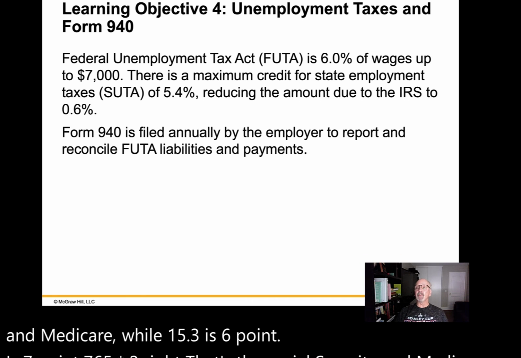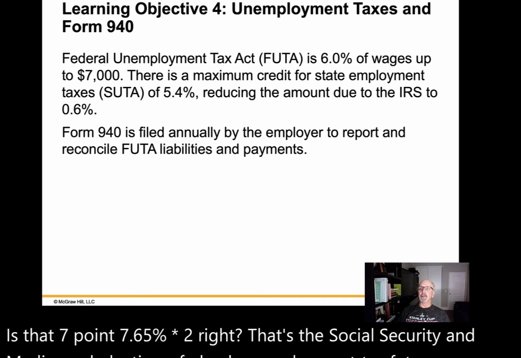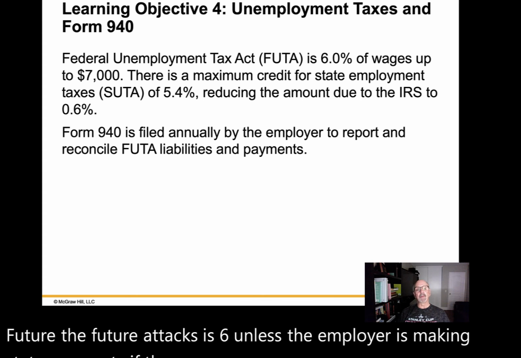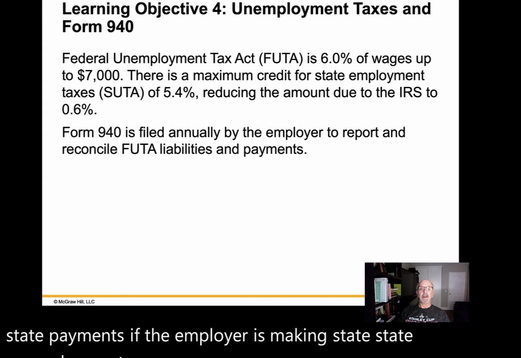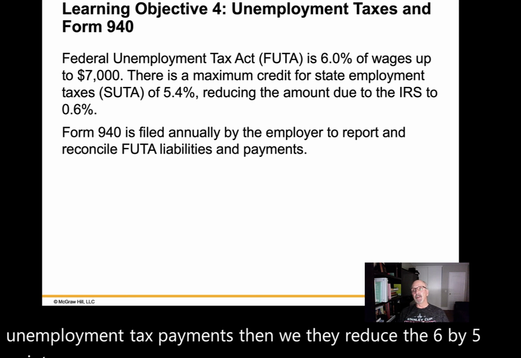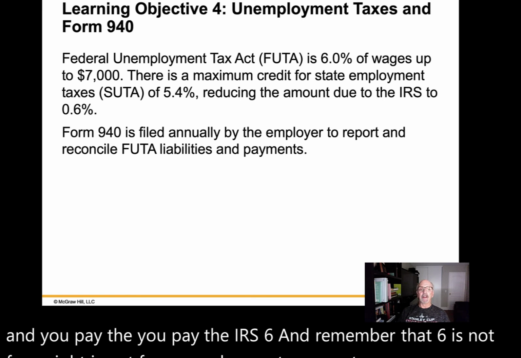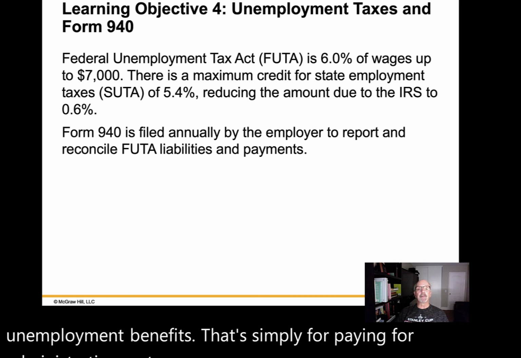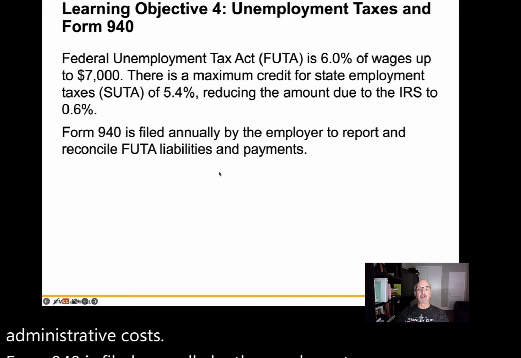Federal unemployment tax, FUTA. The FUTA tax is 6% unless the employer is making state payments. If the employer is making state unemployment tax payments, then they reduce the 6% by 5.4, and you pay the IRS 0.6%. And remember that 0.6% is not for unemployment benefits. That's simply for paying for administrative costs. Form 940 is filed annually by the employer to report and reconcile FUTA.